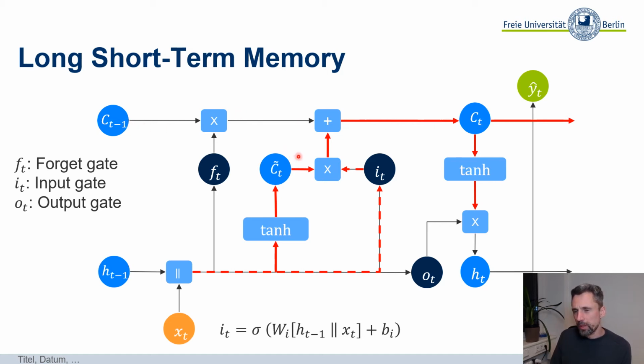Okay, so we have two gates here. One controls how much old information is passing through or is blocked, and also how much recent information, represented by C tilde, is let into this context vector.